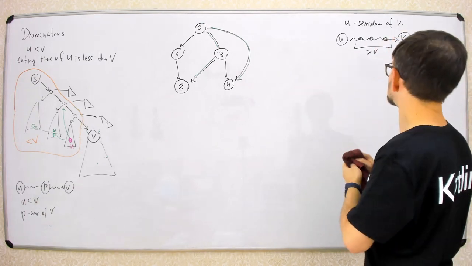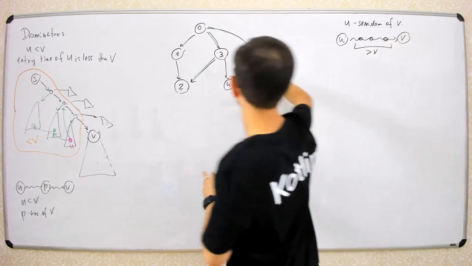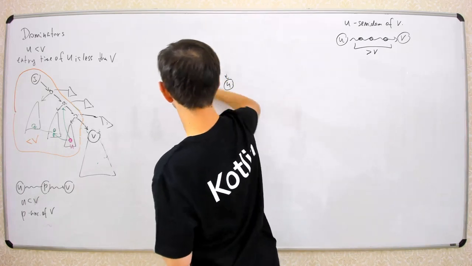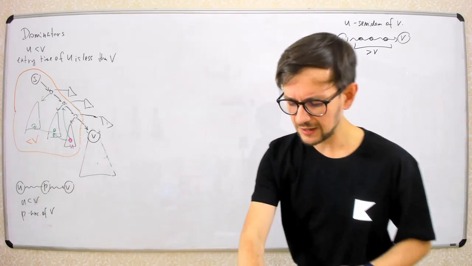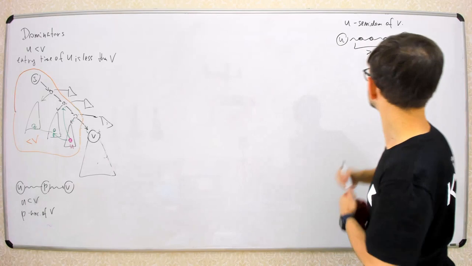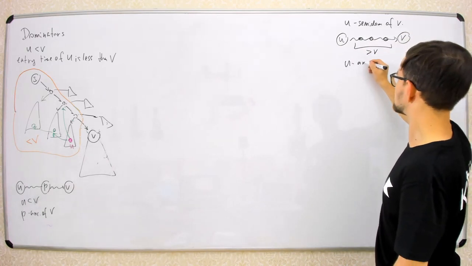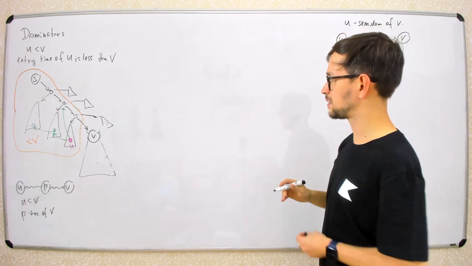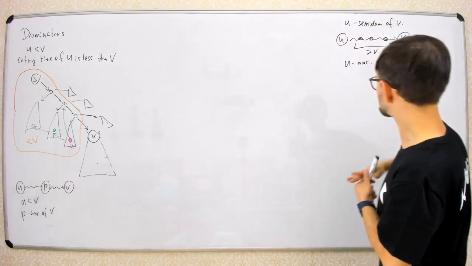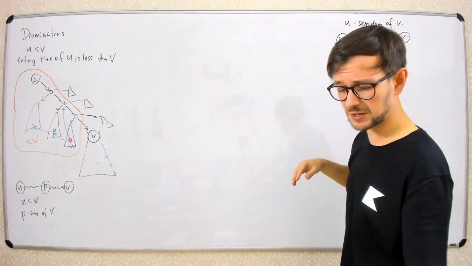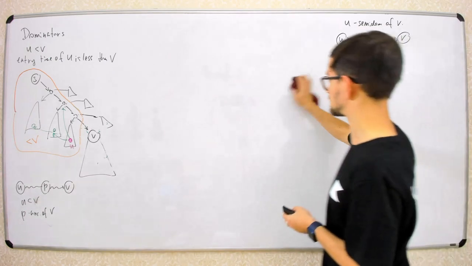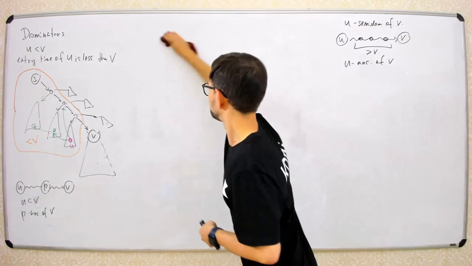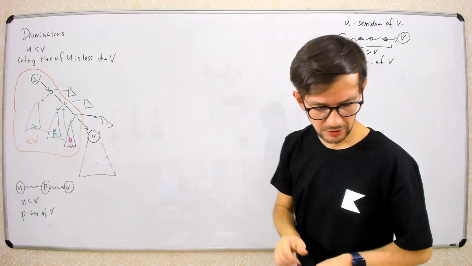Go. So let's see. We actually need to think only about semi-dominators. So let's say that U is an ancestor of V, because these are the only important semi-dominators we have. You can remove this from the definition, but it's easier to say it like this. I'll show you in just a second.